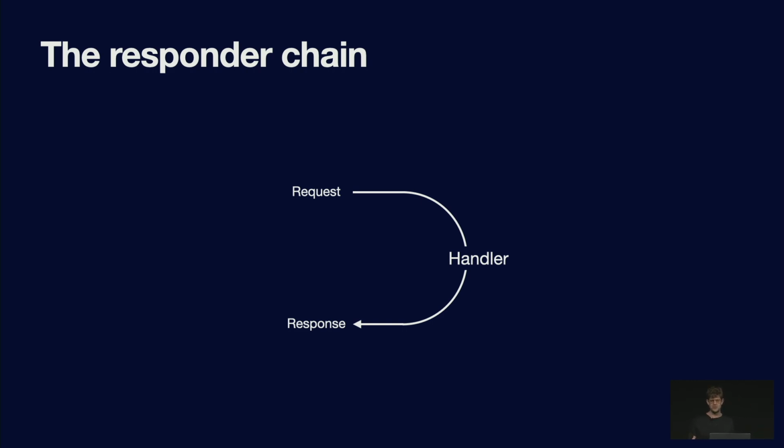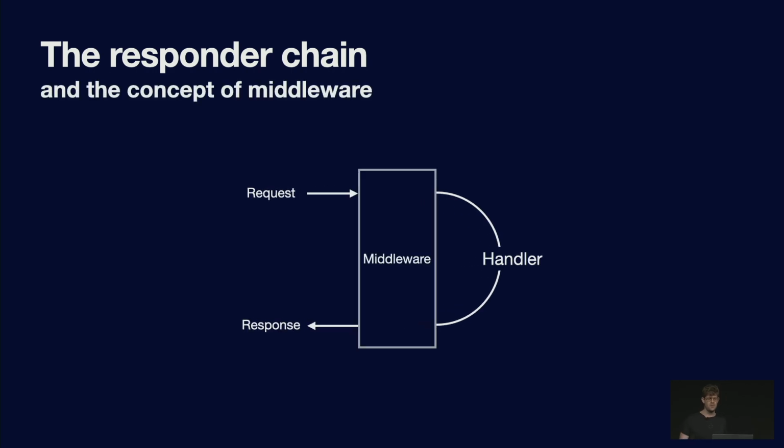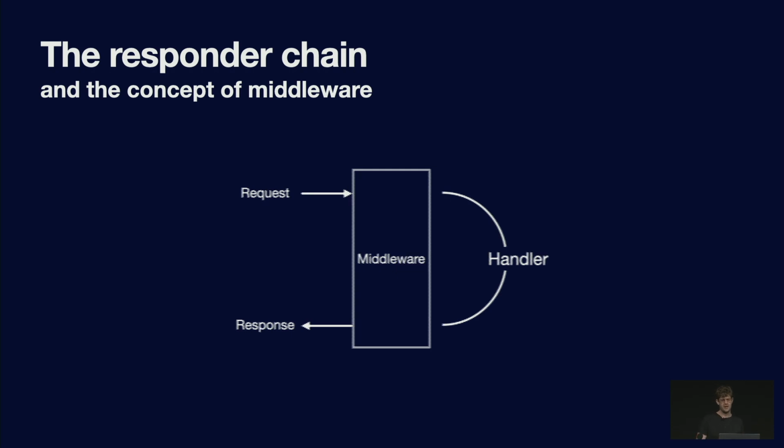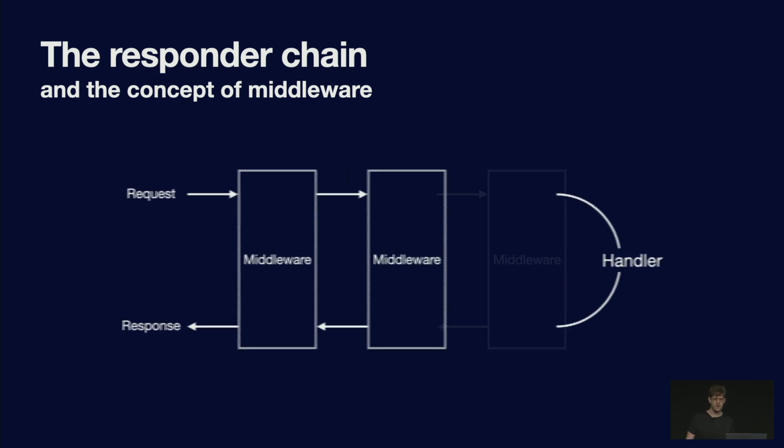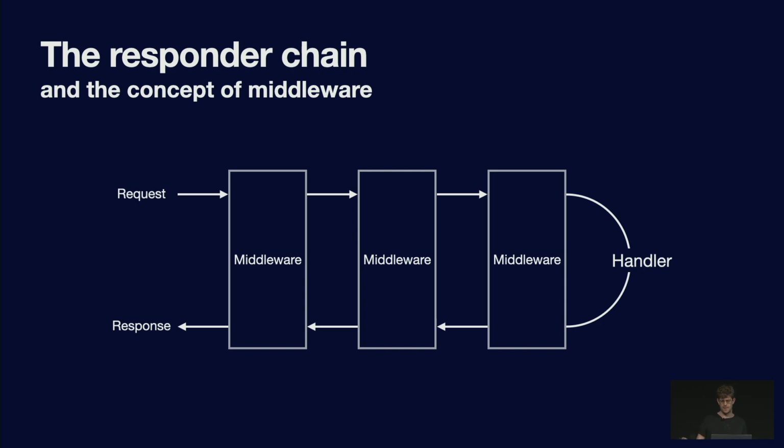Why is it called a chain? Because you can add what we call middleware. A middleware is something that takes the request, can change the request, gives that to the next handler, and then it gets the response, can mess with the response, and gives that to the previous middleware. You can have as many middlewares as you want, so it makes a chain.